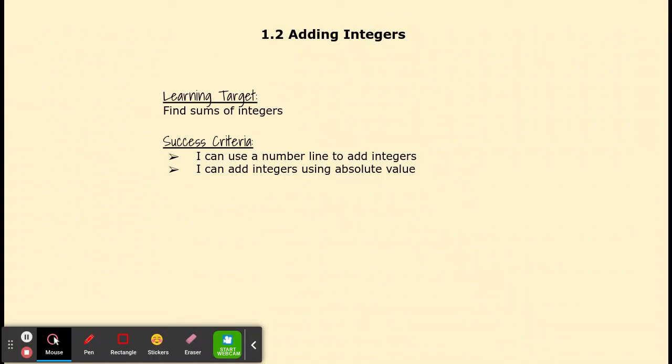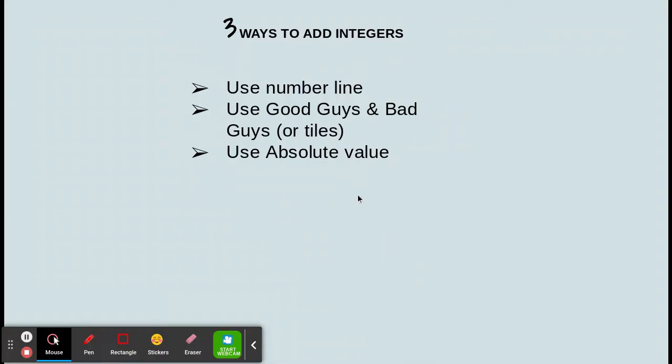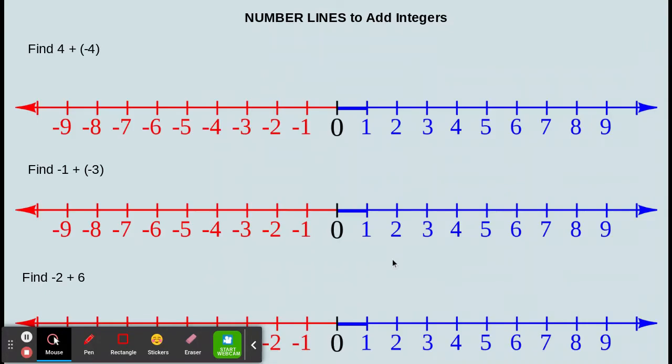1.2, adding integers. When we add integers, there are three methods that we use: the number line, good guys versus bad guys, and absolute value. When we use the number line, we're going to move in the direction of the integer, and where we end up is going to be our answer.